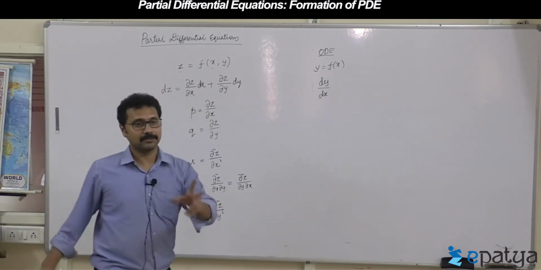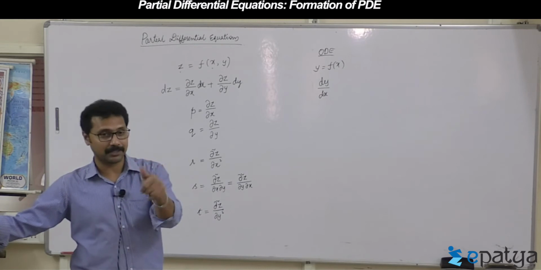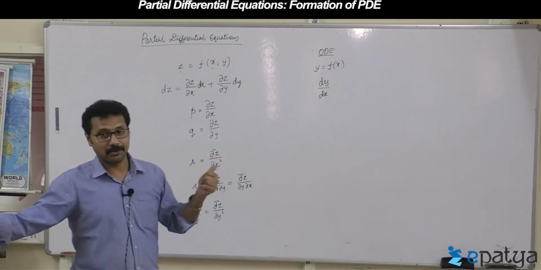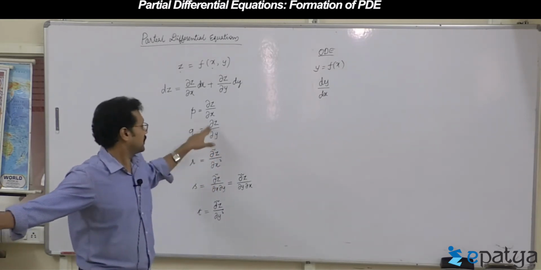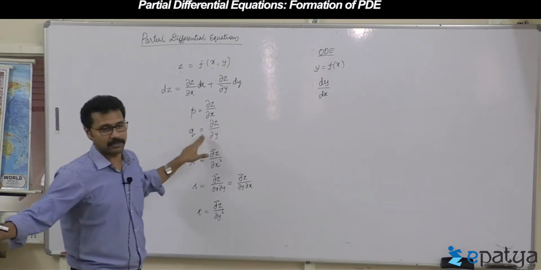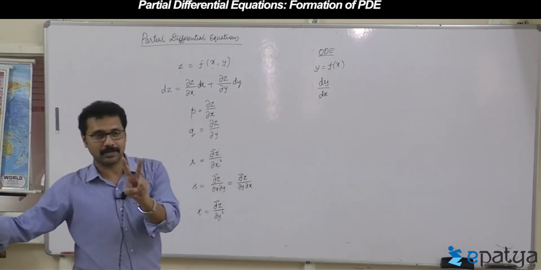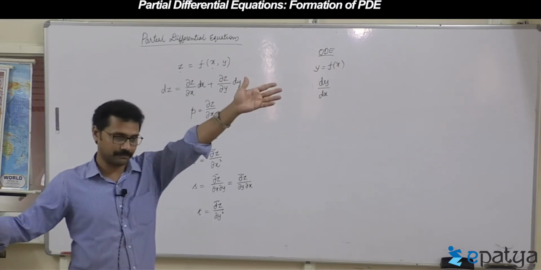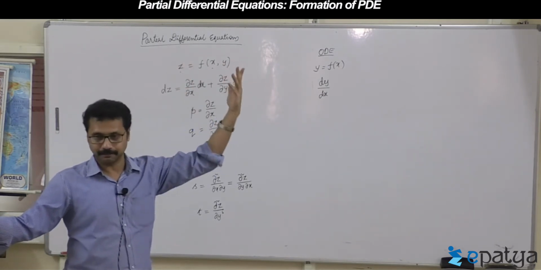First order partial derivatives will have two first order partial derivatives. Dou f by dou x is first order, that means P. Dou z by dou y is Q. Both of them are first order derivatives. They are also continuous functions. Then only I can go for higher orders, right?